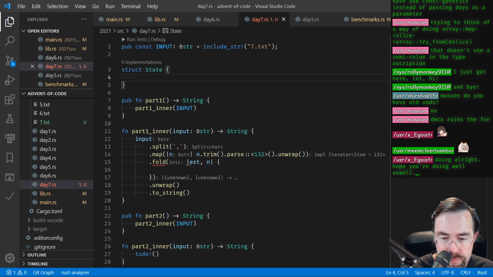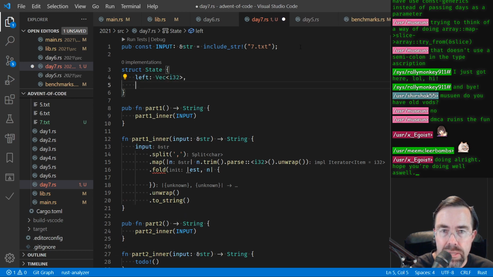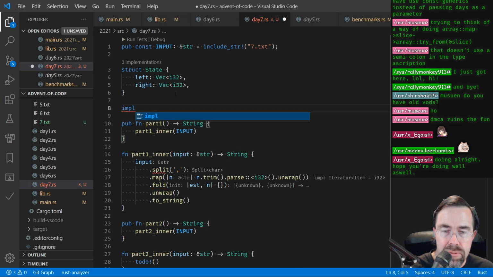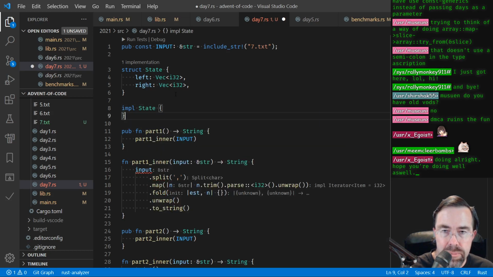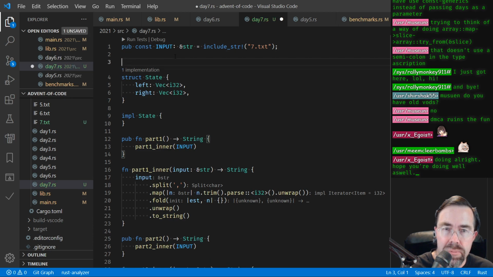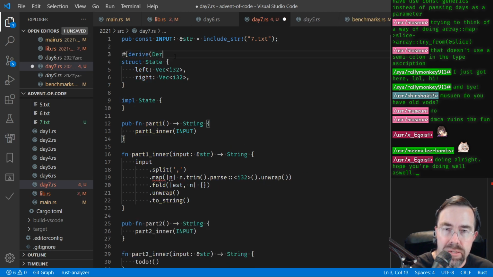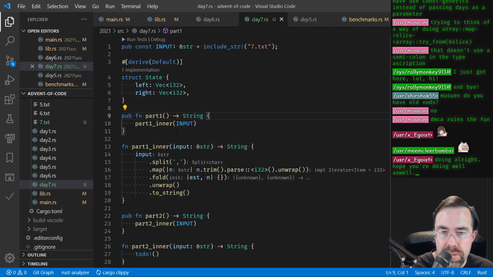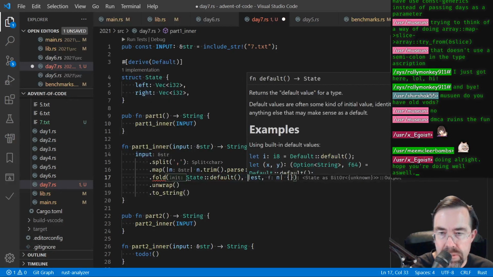I'm going to want to have vectors and numbers, I think. So left is a vector, and right is a vector. Okay, and then fold will take, well, let's just, for convenience, can we just say implement the default by derive? I can't remember if I can do this or not. Can we do that? I can. So I can just have the initializer for fold be state default.